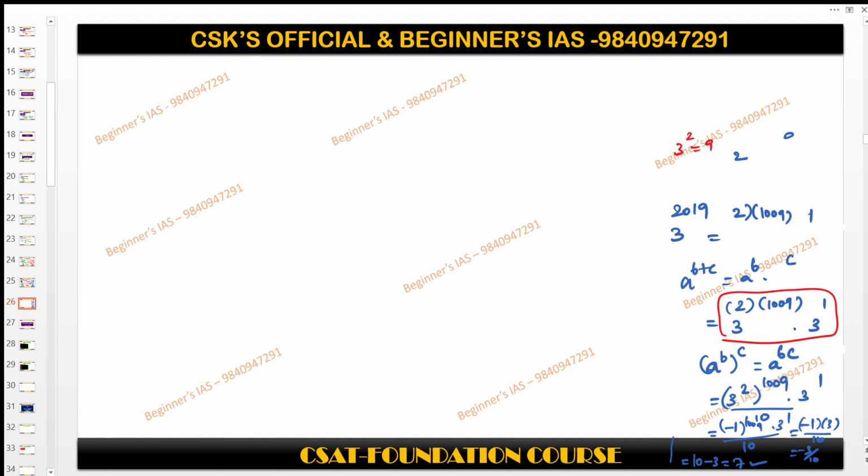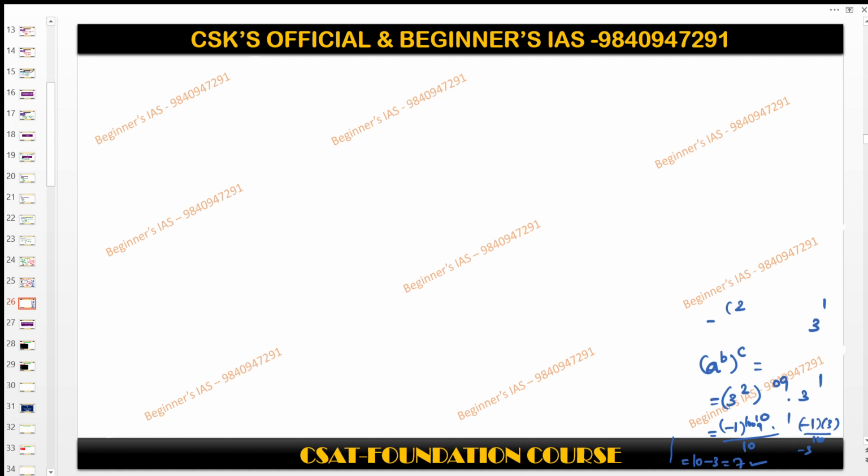So what about the question? You need to find out the cyclicity for that question. If you know the cyclicity, then you can solve that question. But you need to learn how to find out the cyclicity.